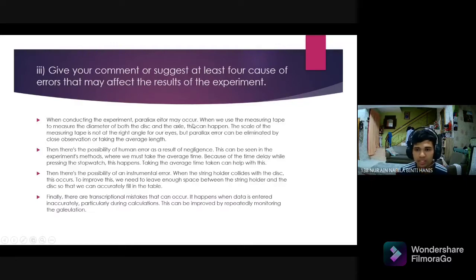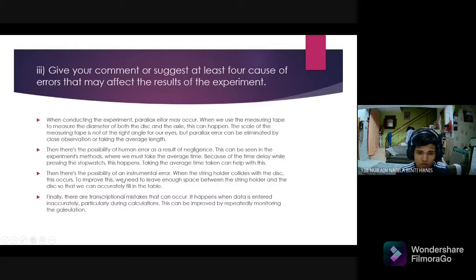parallax may occur. When we use the measuring tape to measure the diameter of the disc and axis, this can happen. The scale of the measuring tape is not at a right angle to our eyes. But parallax error can be eliminated by close observation or taking the average length. And second, there is the possibility of human error as a result of negligence. This can be seen in the experiment method, where we must take the average time because of the time delay while pressing the stopwatch. Taking the average time can help with this.